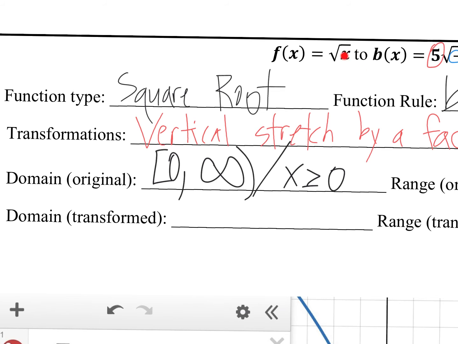But you can't take the square root of any negative number. So that's why x has to be greater than or equal to 0. You'd see it written down these two ways: from 0 to infinity, with 0 in a bracket, or x is greater than or equal to 0.